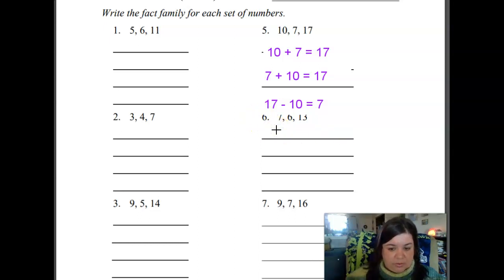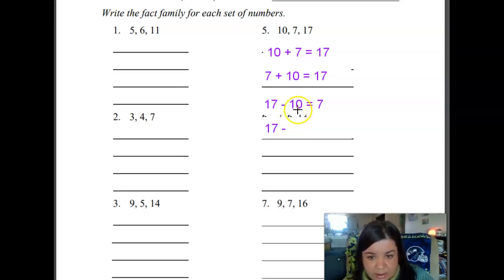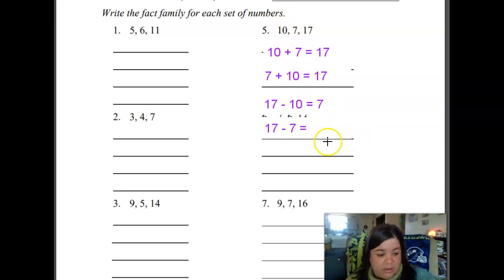Okay. For subtraction, again, start with the biggest number. And I did 10 last time, so this time that means I need to do 7 equals, and what number do I have left over? 10, because you only use those 3 numbers when we're working with fact families, okay? All right.